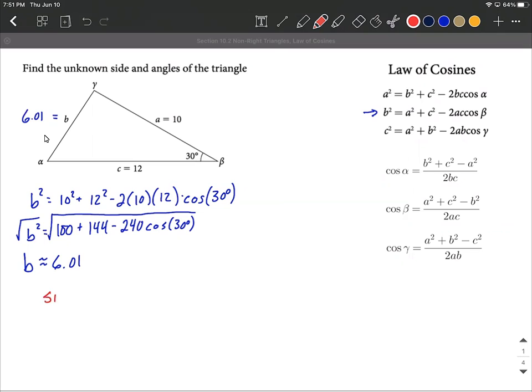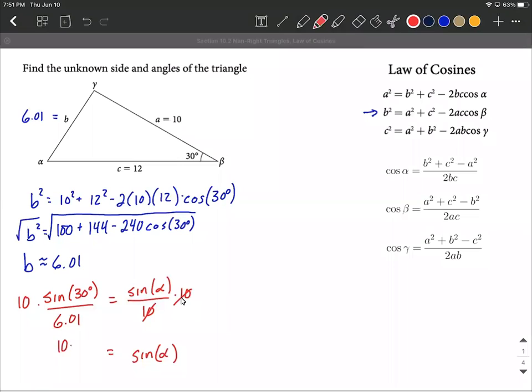I'm going to go ahead and say, well, I have sine of 30 degrees over the opposite side, 6.01. And that has to equal, now we have options. We can either solve for alpha or for gamma next. Let's solve for alpha. So sine of alpha over the opposite side length, 10. My next step is I want to isolate the sine of alpha, so I'm going to multiply both sides by 10. Now that's going to put sine of alpha on one side all by itself.